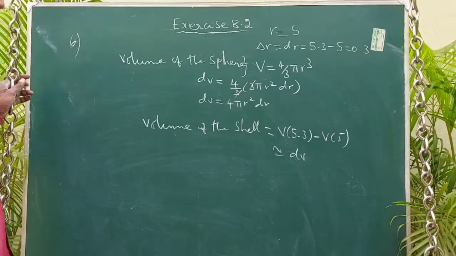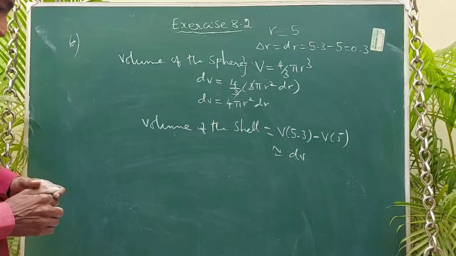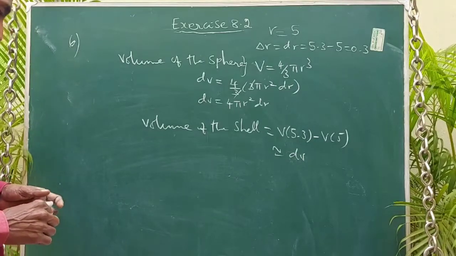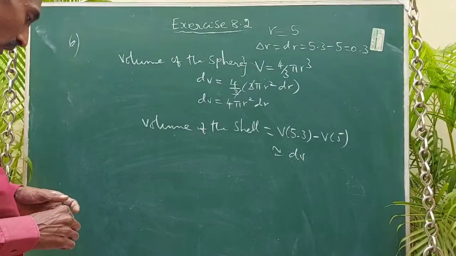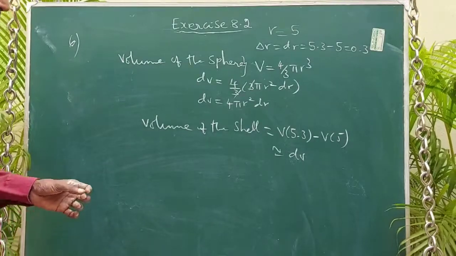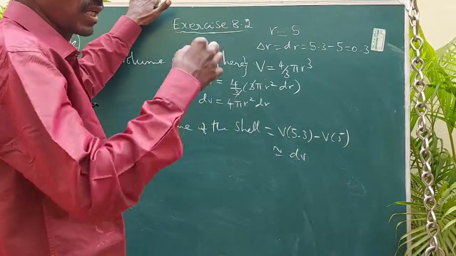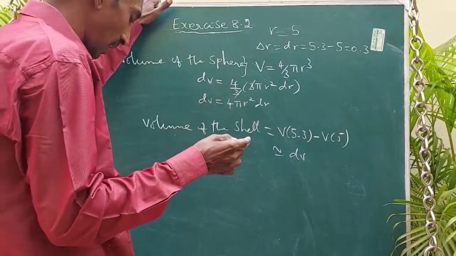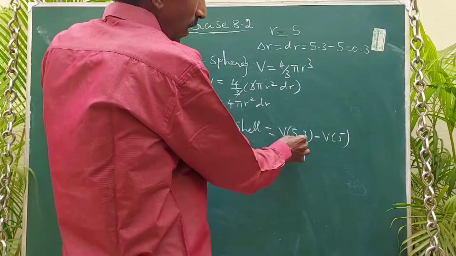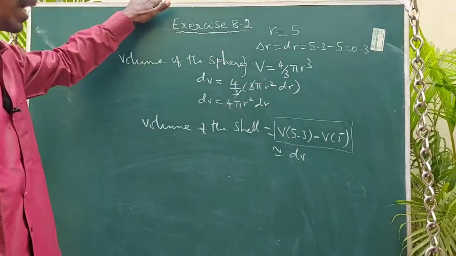Question number 6 in the exercise 8.2. The question is, an egg of a particular bird is very nearly spherical. If the radius of the inside of the cell is 5 millimeter and the radius to the outside of the cell is 5.3 millimeter, find the volume of the cell approximately. So outer volume minus inner volume. If we want to find out the volume of the cell means V of 5.3 minus V of 5.